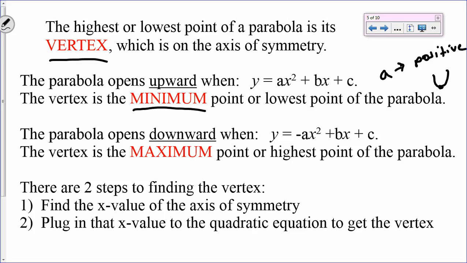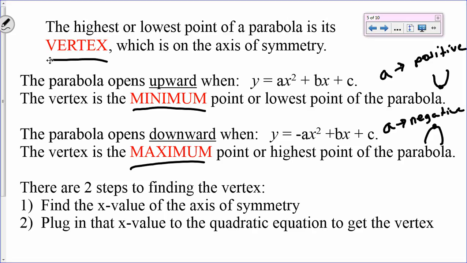We have a parabola that opens downward when y equals negative ax squared plus bx plus c. So here a is clearly negative. And we would have a parabola, a U shape that opens down. So our vertex would be on top, and it would be considered a maximum.